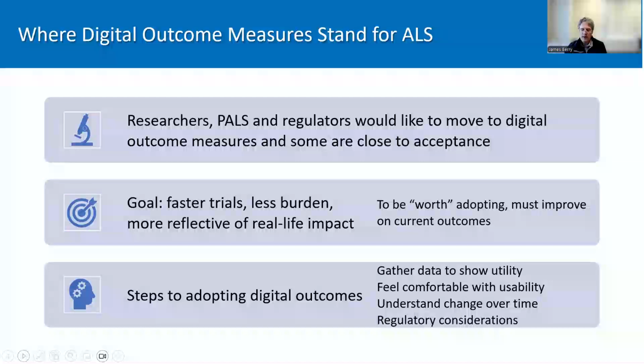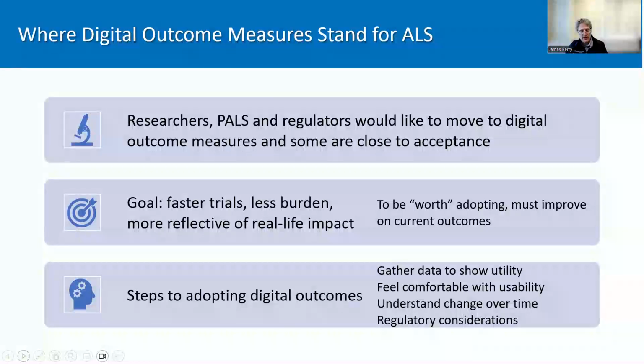But to be worth adopting, these digital health technologies or digital outcome measures have to improve on our current outcomes in some way. They have to be cheaper, faster, more accurate. And so there is a process of looking at how they compare to our current outcome measures. And there are some steps if we want to adopt these digital outcome measures. We have to gather data to show that it's useful, to show that it's better in some way. We have to feel comfortable with the usability.